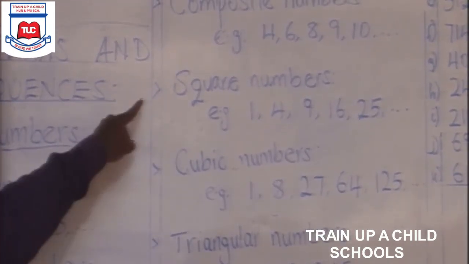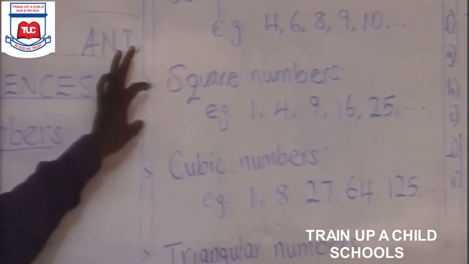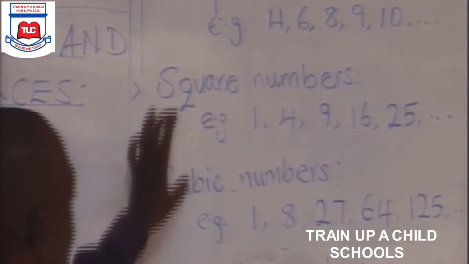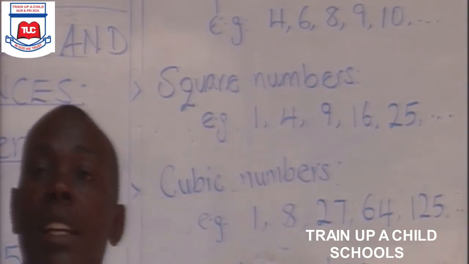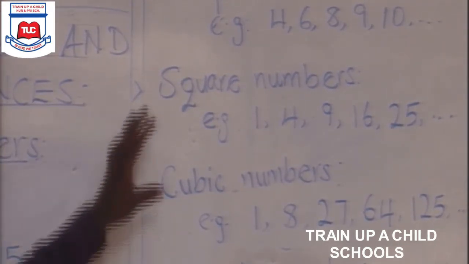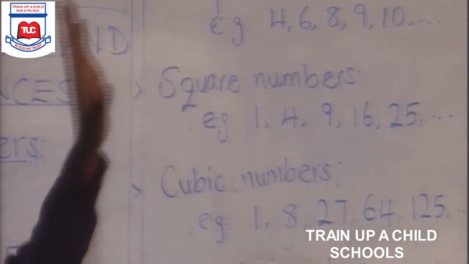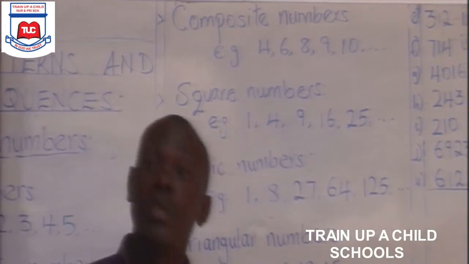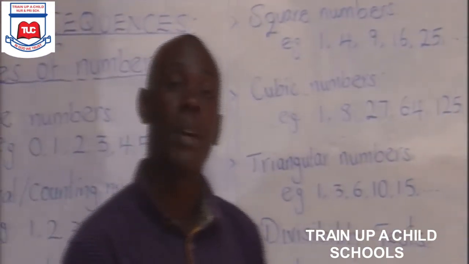Another type is square numbers. Square numbers are numbers got after multiplying a number by itself. Now, what is to square? To square is to multiply a number by itself.